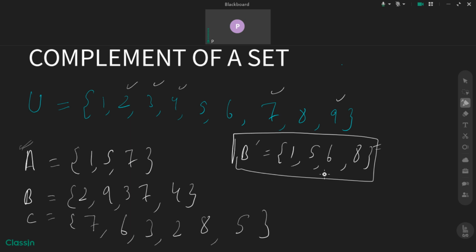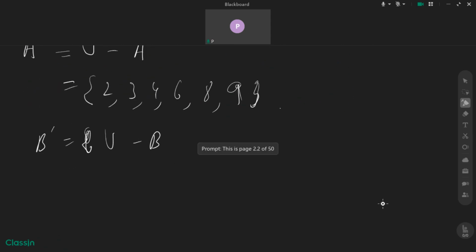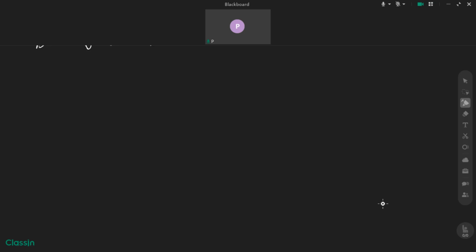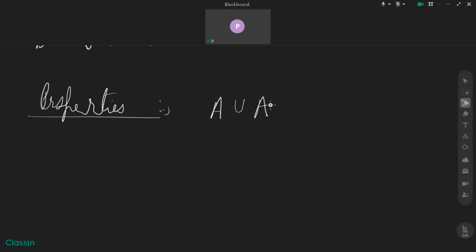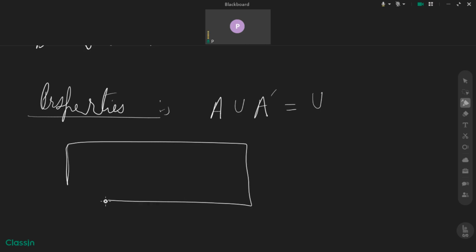Let us see now the properties of the complement of a set. What are the properties of complement of a set? If we have any set A, then its union with A complement is equal to universal set. Let us see it here. It's the first property.